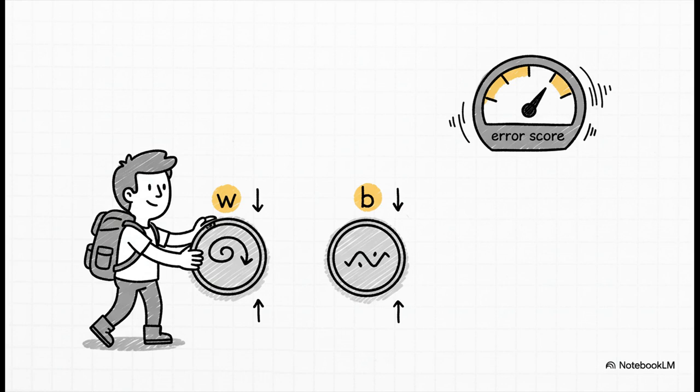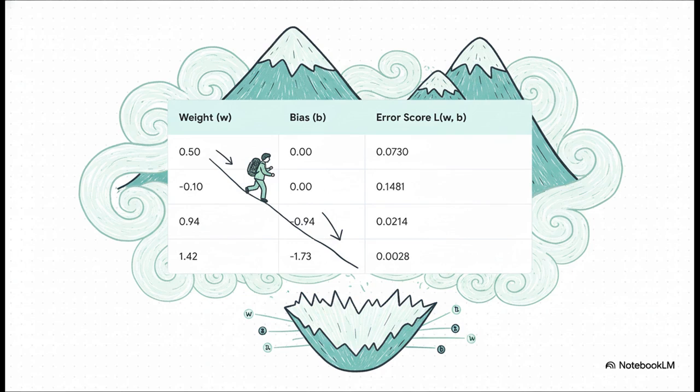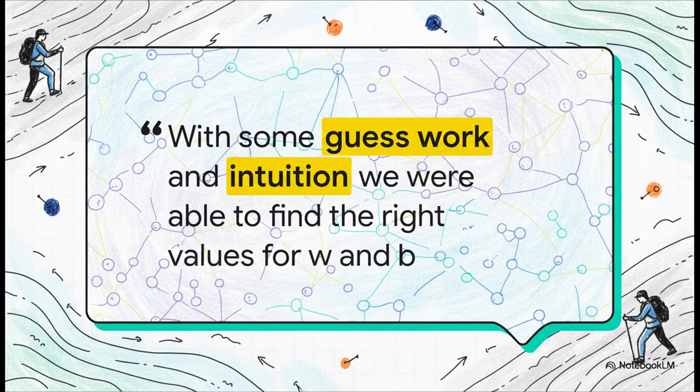Well, let's just nudge the knobs a bit. Let's make the weight a little bigger, maybe a little smaller, and just see what that does to our wrongness score. And would you look at that? Our second guess actually made things worse. The error went up. But then, look what happens. We try pushing the weight up and the bias down, and that error score starts to fall. It goes from 0.07 down to 0.02, and then all the way down to 0.0028. We're getting warmer.